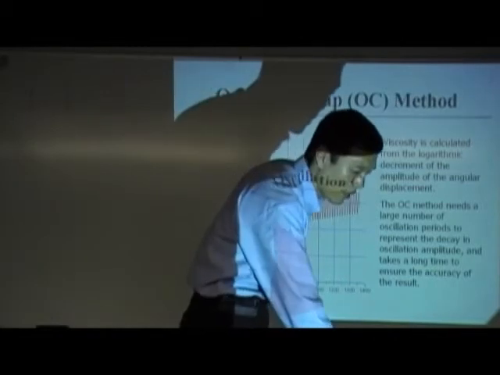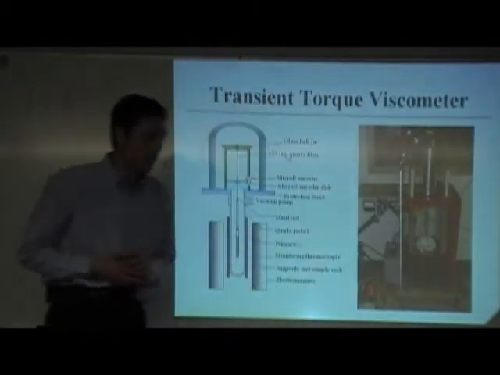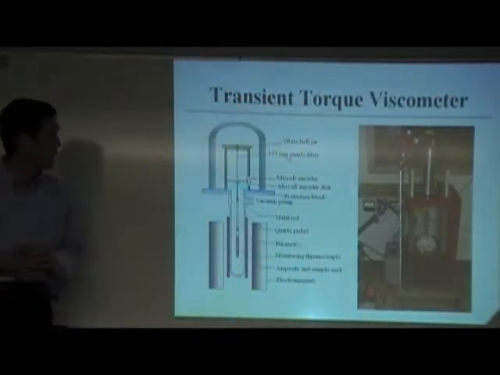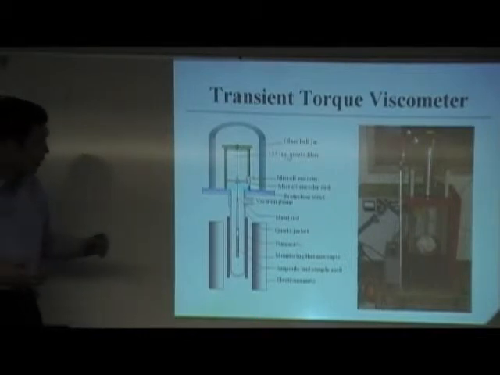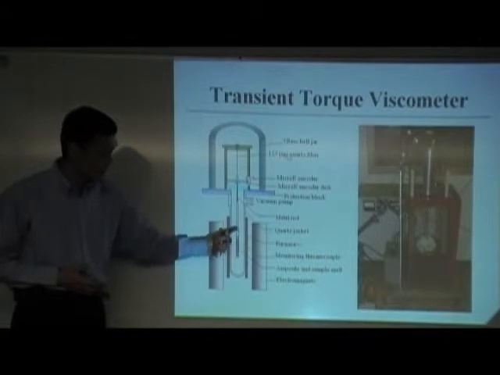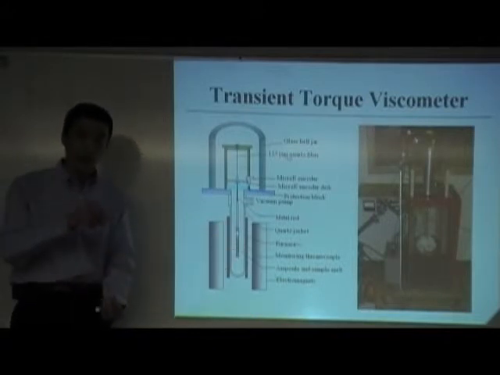Why this page? What I did is I just copied some pages from different presentations together, so it's not really well organized. This is a measurement system, the so-called oscillation cup or transient torque. What you have is the sample in there, sealed in a quartz tube.